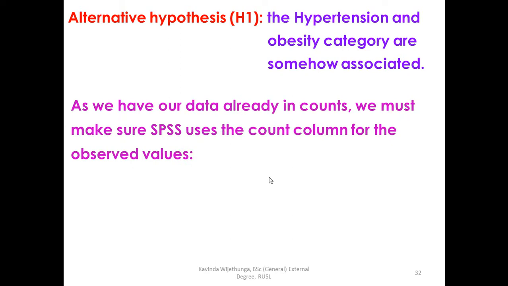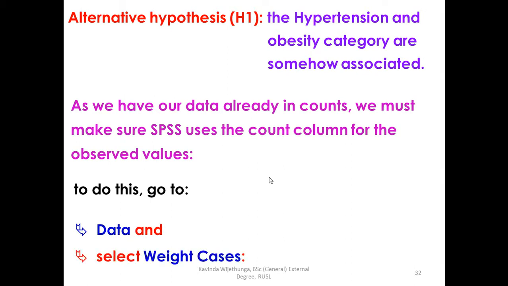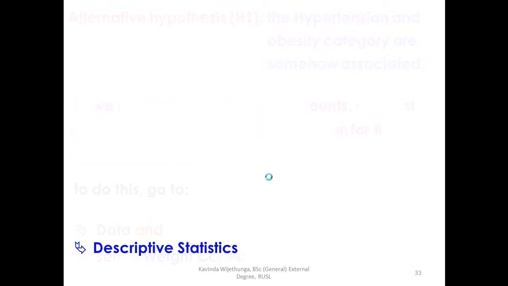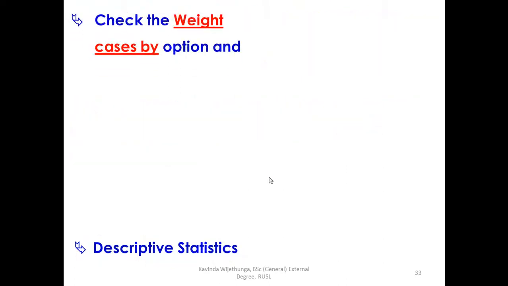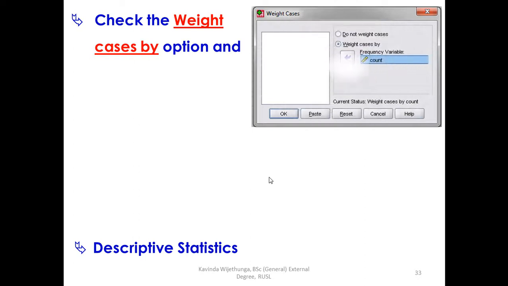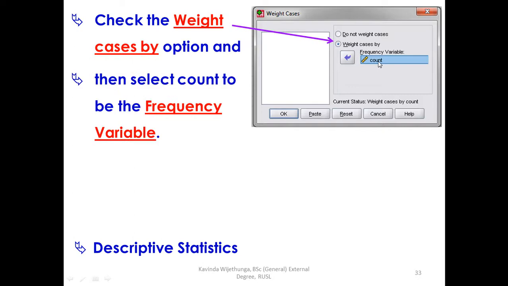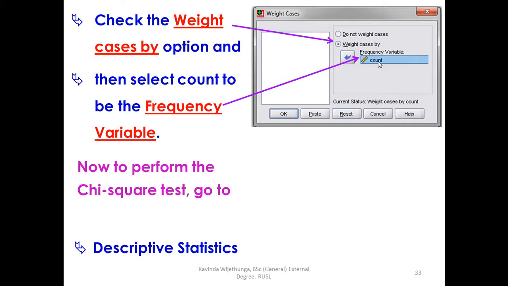We have our data already in counts. We must make sure SPSS uses the count column for the observed values. To do this, go to Data and select Weight Cases. First go to Data, then select Weight Cases and click the Weight cases by option, so you can see this one. Weight cases by count, right? Then select the frequency variable, this one. First you have to weight cases by count, then click OK.